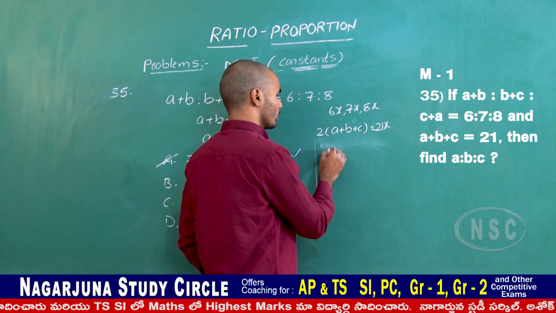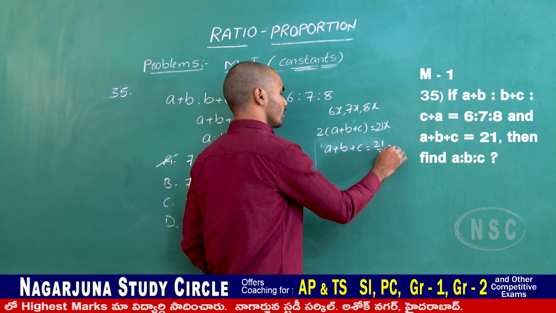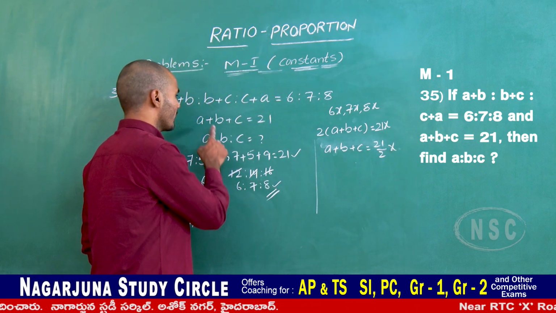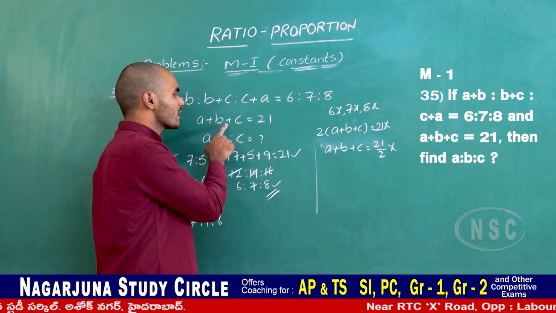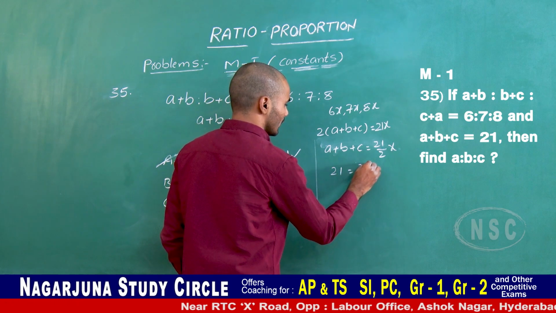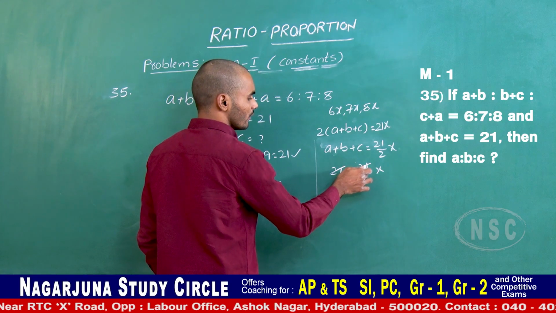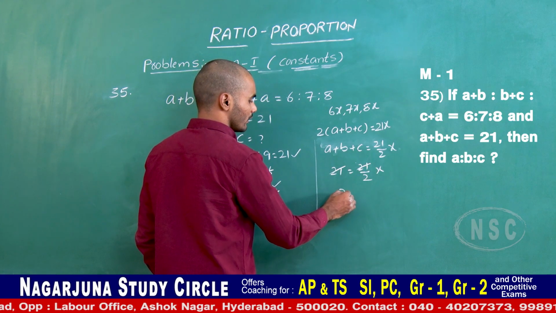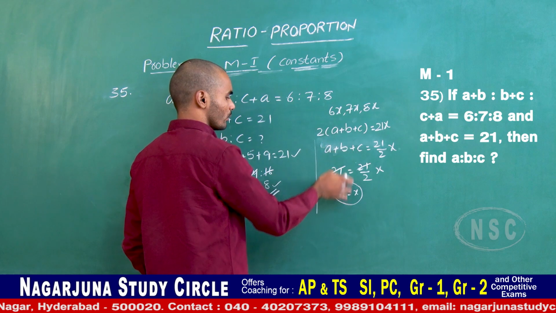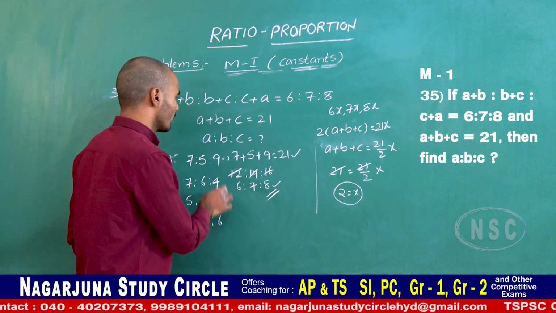The 2 goes to the right side. A plus B plus C is equal to 21 by 2x. I want A plus B plus C, which is already given in the question as 21. Then 21 is equal to 21 by 2x. 21 cancels, the 2 is divided with x and goes to the left side, so x is 2. Substitute this: 6 into 2, 7 into 2, 8 into 2. These are the numbers, but what we want is just the ratio.